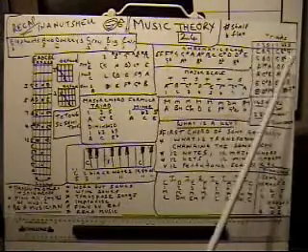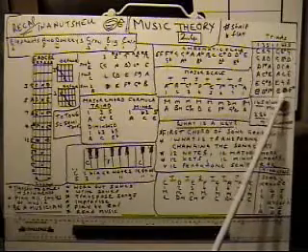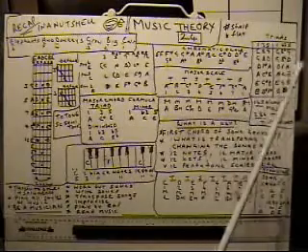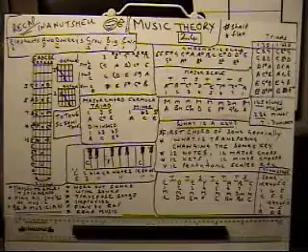1, 3, 5 for a major, and all you're doing is flattening the third, the middle. So the first and fifth are the same in both chords. Hope that follows. The next thing we did was lessons.